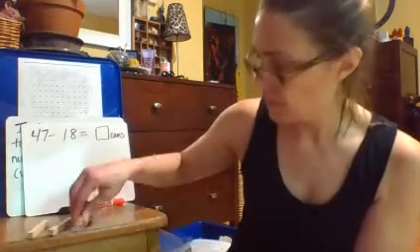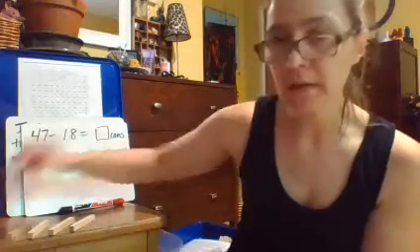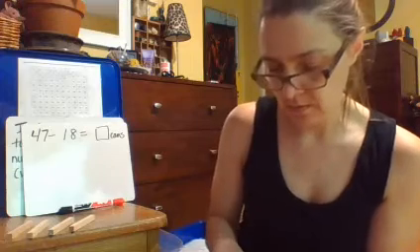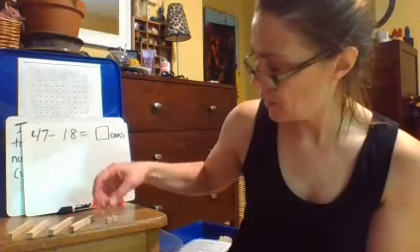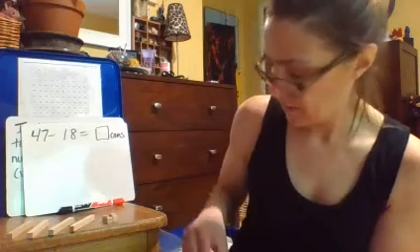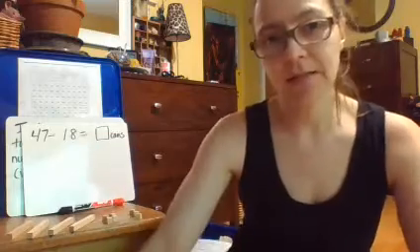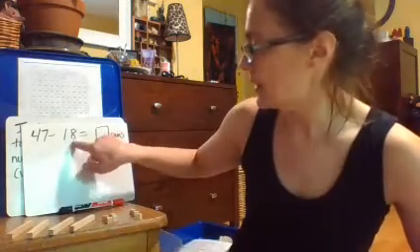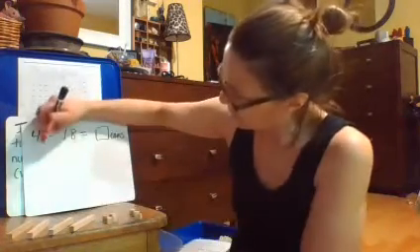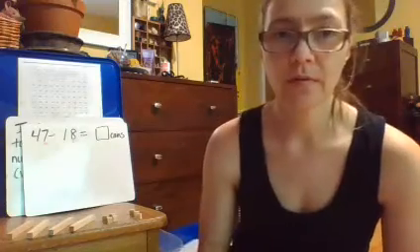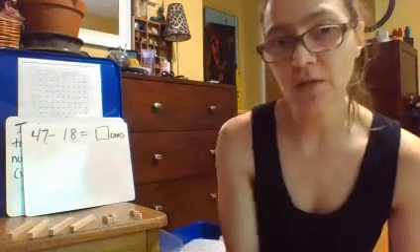10, 20, 30, 40, and then I have to show the 7 ones. 1, 2, 3, 4, 5, 6, 7. So 4 plus 3 is 7. And now I have to take away 18. So right away I see that I do not have enough to take away 8. So I have to make an exchange.